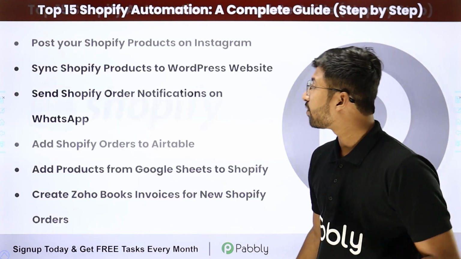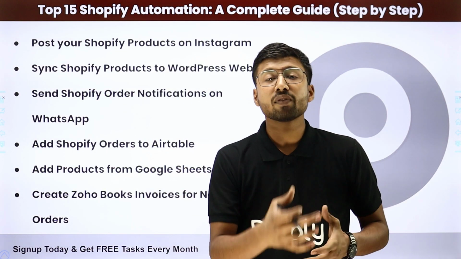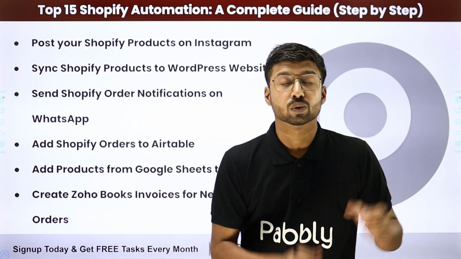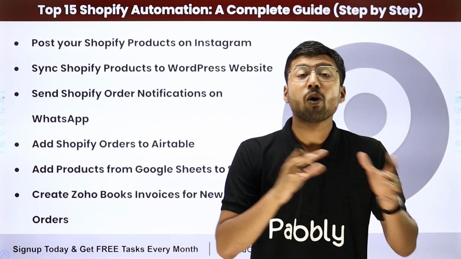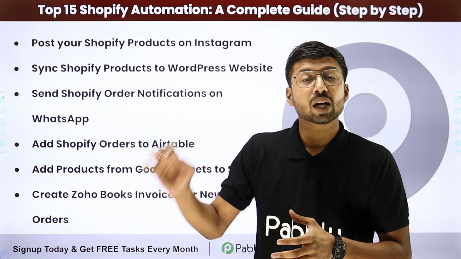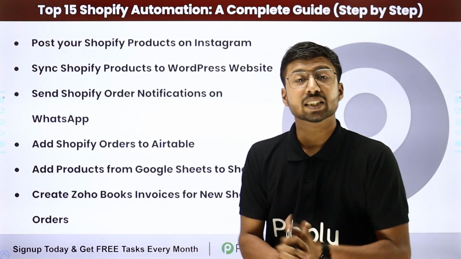The first automation that we have is posting your new Shopify product on Instagram. Let's say you have added a new product on your Shopify store. Using this automation, when you create a product with image and all the details, automatically you can create an Instagram post and post it on your Instagram profile with the same product image and details as well.